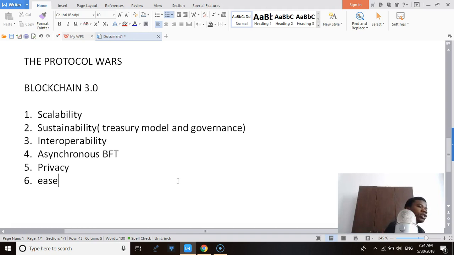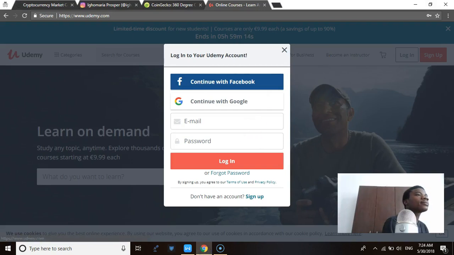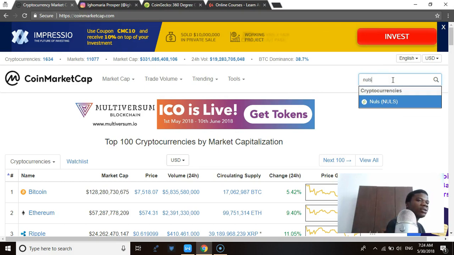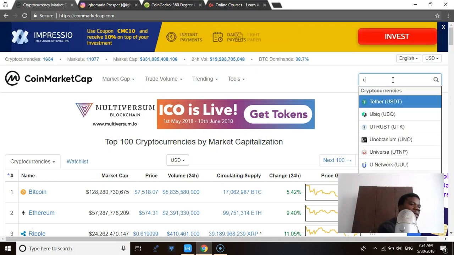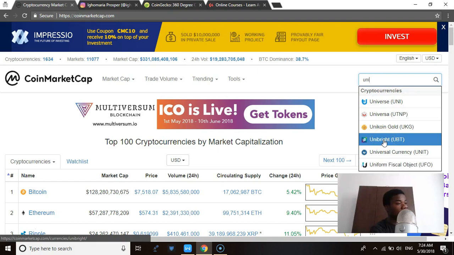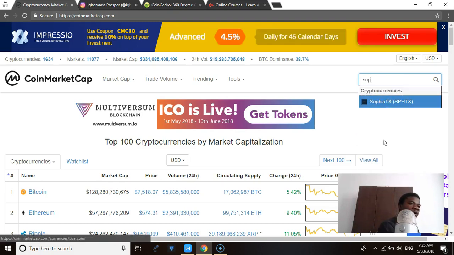And then the blockchain 3.0 will be platforms that have ease of use. By ease of use, I mean, if you look at many of these blockchain projects, their wallet is a mess. The user experience is a mess. User interface is a mess. Many of them don't have a content management system. So what that means, if you look at a platform like, let's say, Nuls. Nuls is one of the platforms that are trying to build kernels or modules that will help people develop blockchain platforms or whatsoever. Then another one again, you have a platform like Unibright platform. And then you have Sophia TS.